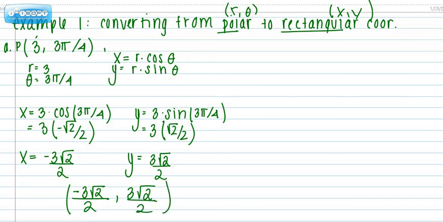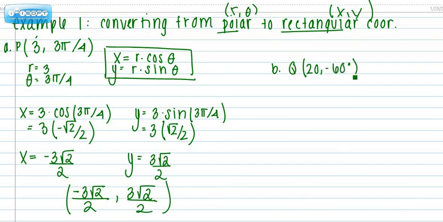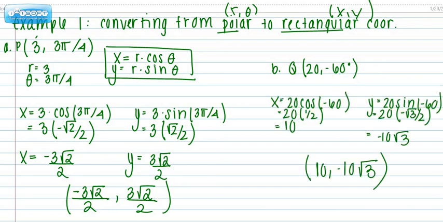I would suggest going ahead and making sure that you have both of these formulas written down on your paper so that you can reference them at a later date. At this point, I would like you to go ahead and pause the video and try part B on your own. Please take note that we have changed point Q to r being 20 and our theta being negative 60 degrees. So if you have not yet made that change on your note sheet, please go ahead and do so now and go ahead and try the problem on your own.